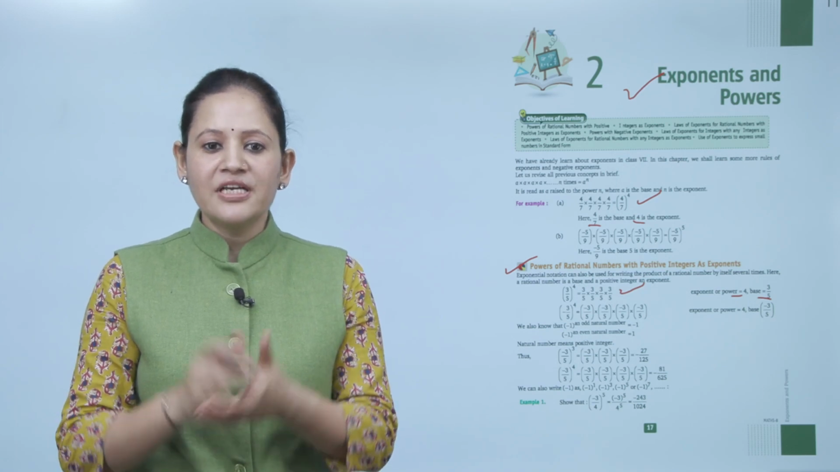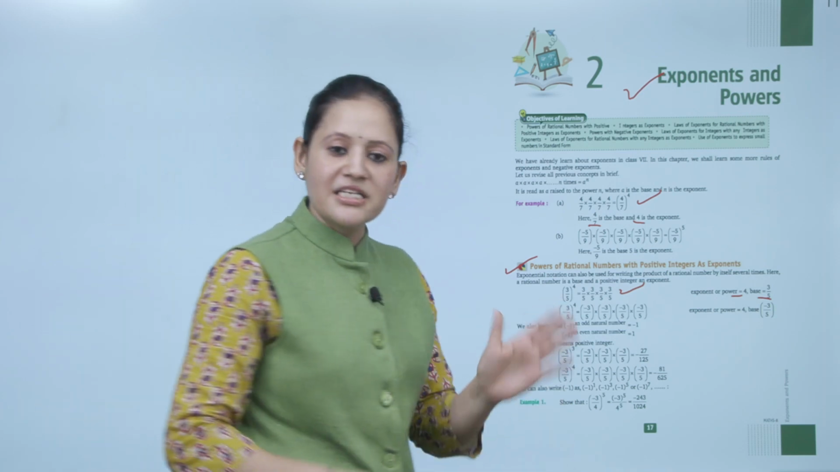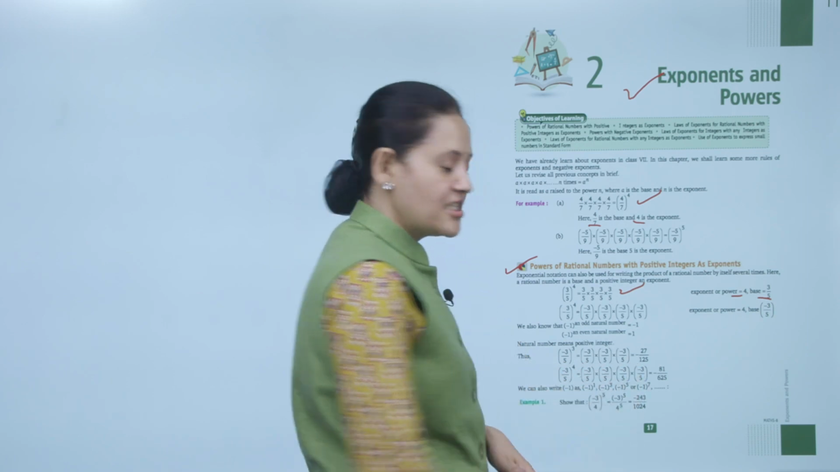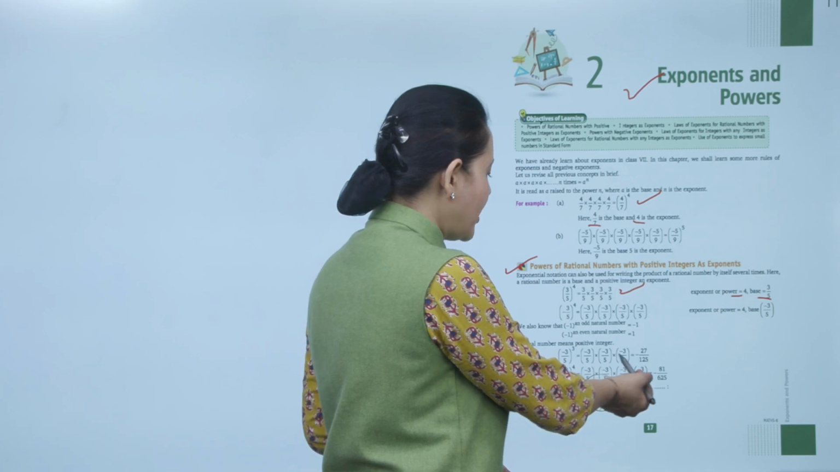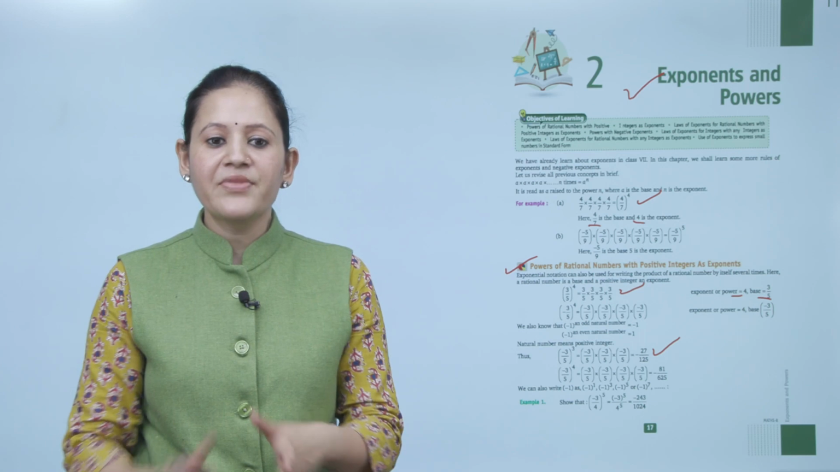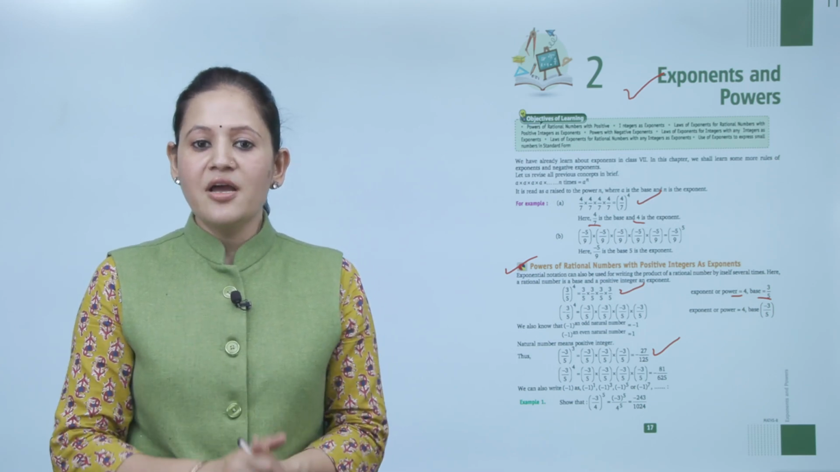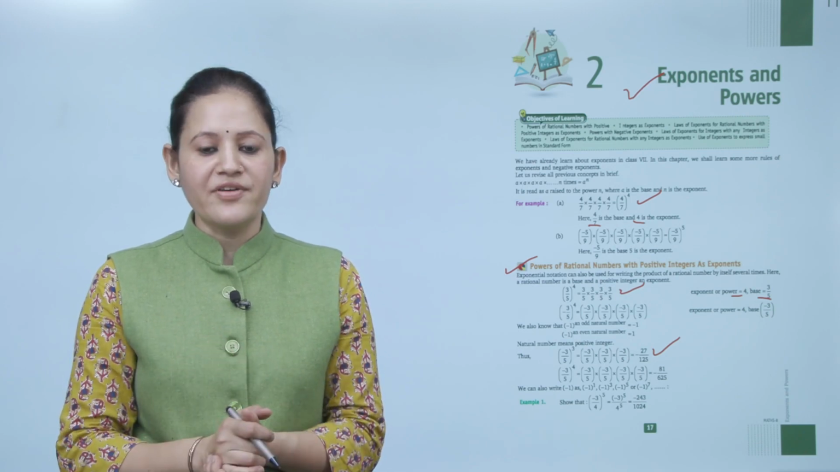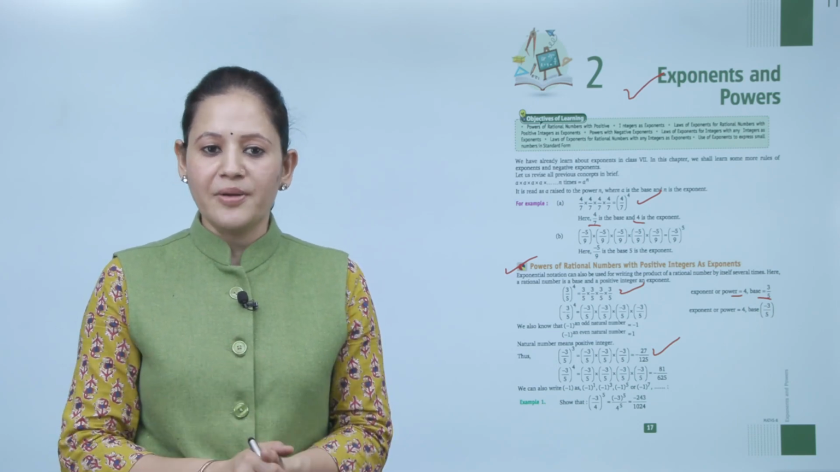Minus 3 by 5 to the power 3 can be written as minus 3 by 5 multiplied by minus 3 by 5, 3 times, that is equal to minus 3 into minus 3 into minus 3 upon 5 into 5 into 5, that is minus 27 upon 125. Clear? We can also write minus 1 as minus 1 to the power 1, minus 1 to the power 3, minus 1 to the power 5 or minus 1 to the power 7, meaning an odd natural number. The exponent will be odd.